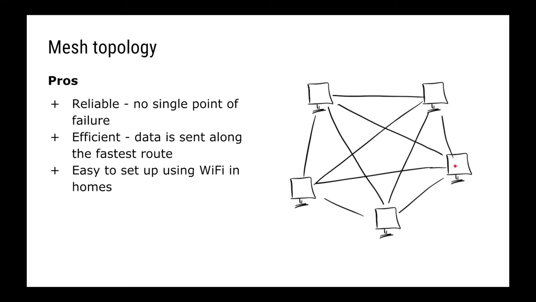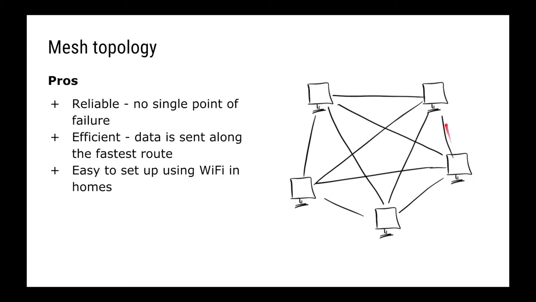They're also very, very efficient because data can be sent along the fastest route. So if, for example, we wanted to go from this place to this one, we have a few options. We could send directly, or we could go via this one, or we could go via this one. And there might be circumstances where it's quicker. Let's imagine we didn't have this central connection. Let's imagine that this computer was busy doing something.